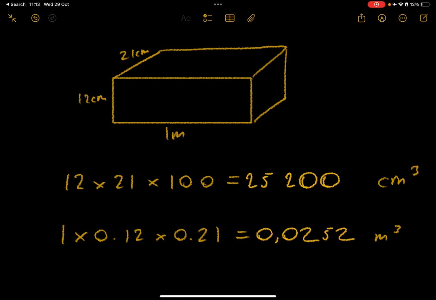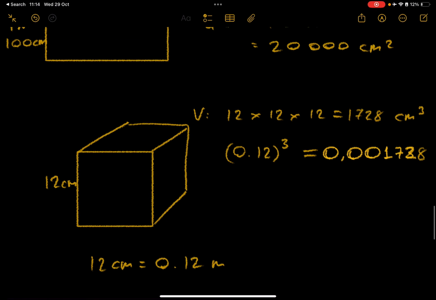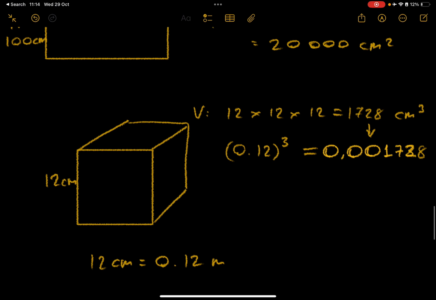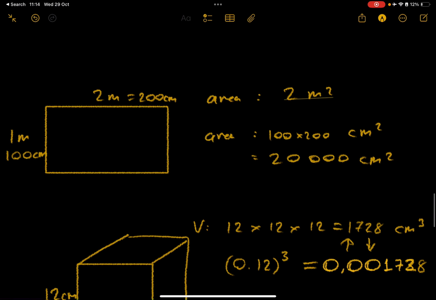One thing you might notice, by the way, is to go from here to here, we divide by 100 cubed. To go from here to here, we times by 100 cubed. Same as in the previous one, so to go from here to here, we divide by 100 cubed, and here we times by 100 cubed. For areas, from here to here, we times by 100 squared, and here to here, we divide by 100 squared. There we go.